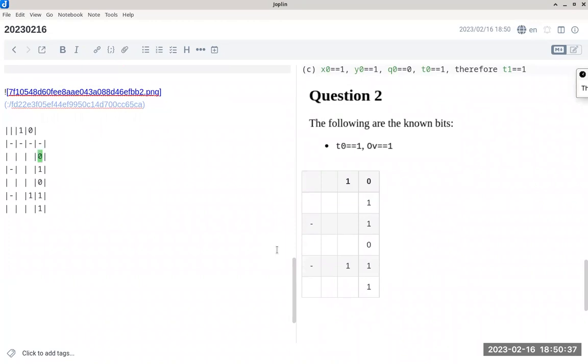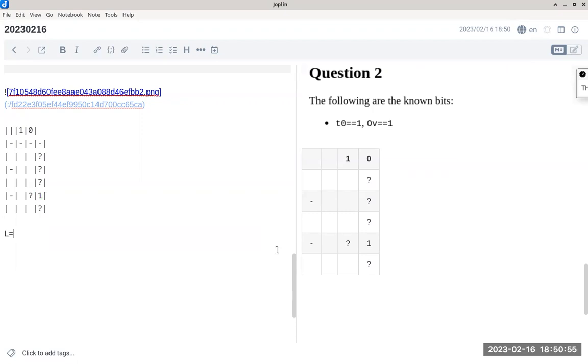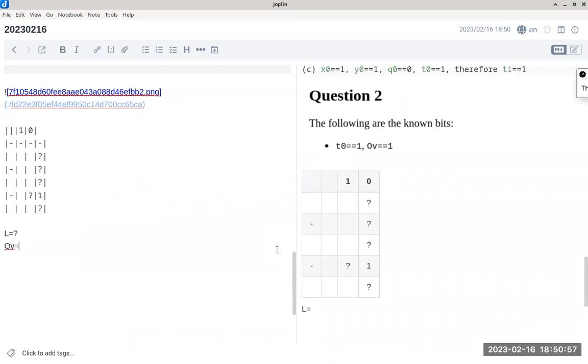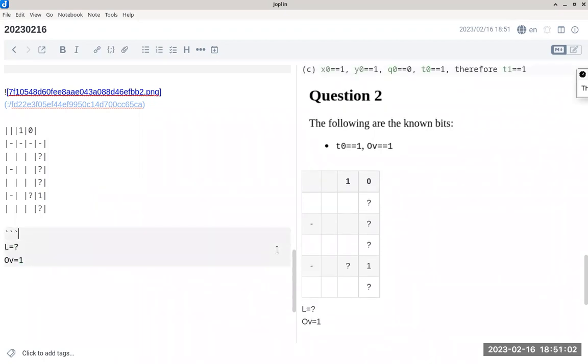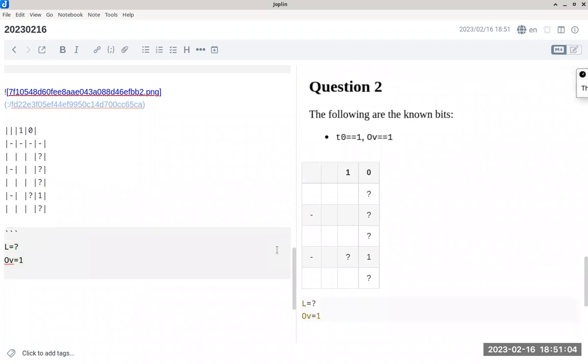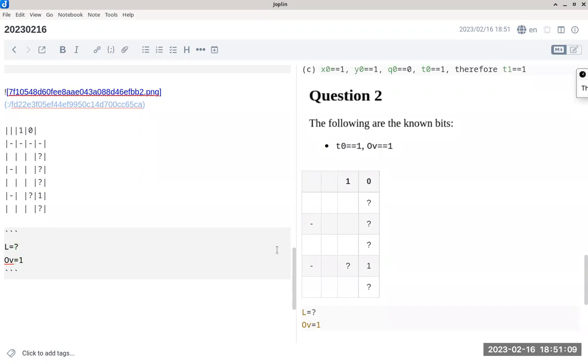So we don't know anything about this one. Nothing about this one. We do know this is a 1. We know this one is a 1. We don't know anything about this one, nothing about this one, nothing about this one. And then the L flag is unknown. The overflow is a 1. Oh, I need to do a code block here. All right, but the sign bit is unknown as well.